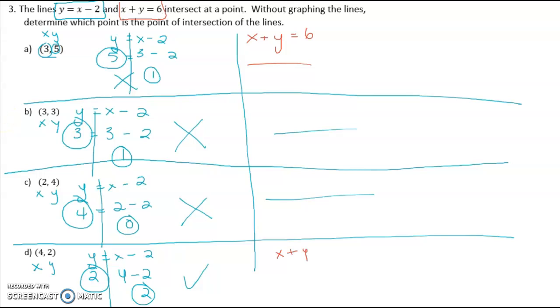X plus y equals 6. Draw my line down the equal side. This side equals 6. So we have x is 4 plus y is 2. 4 plus 2 is 6. So 6 equals 6. So this one is our solution. Okay, the end.